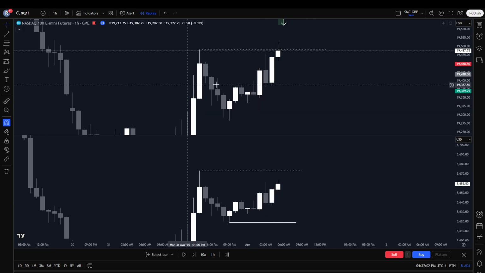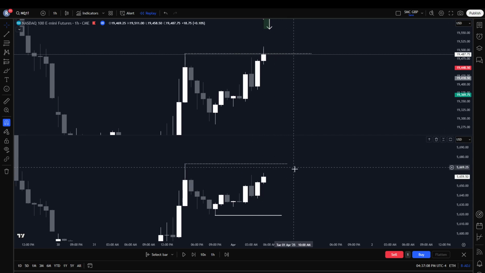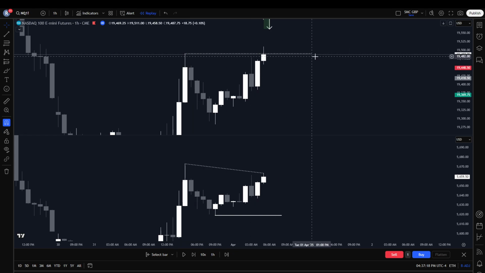So that's how you identify your SMT, right? Because price put in a higher high over here, whereas it didn't put in a higher high on ES. So what you simply do is you just connect wick to wick from, again, the same candle. This is the 3 p.m. candle, and this is the candle that gets hit. So that's how you draw your SMT.